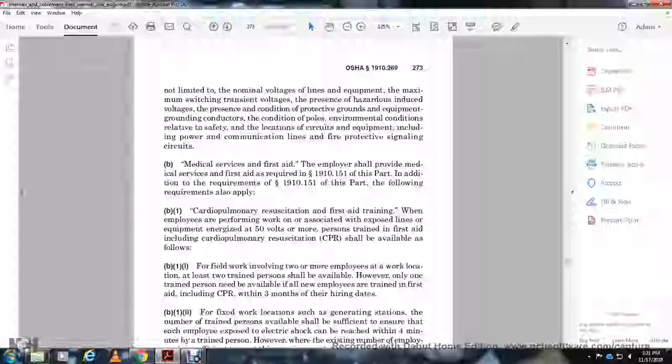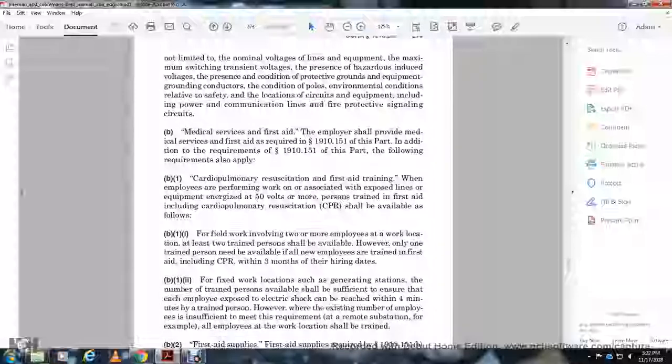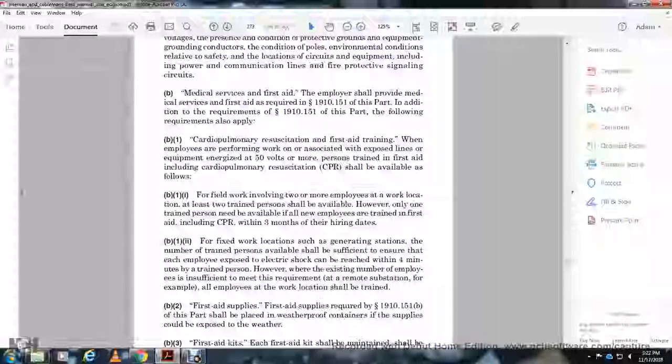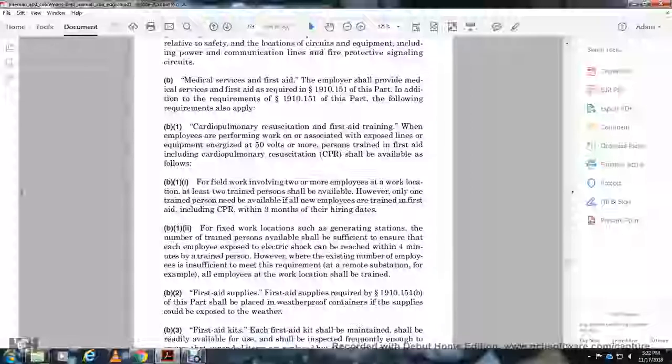For field work involving two or more employees at a work location, two trained persons shall be available. However, only one trained person need be available if all new employees are trained in first aid, including CPR, within 3 months of the hiring date. For fixed work locations such as generating stations, the number of trained persons available shall be sufficient to ensure that each employee exposed to electric shock can be reached within 4 minutes by a trained person. However, where the existing number of employees is insufficient to meet the requirement, as at a remote substation, all employees working there shall be trained.